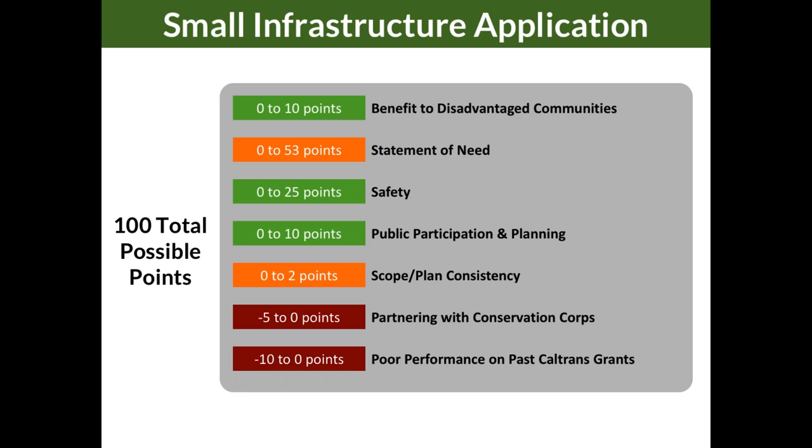Then public participation and planning. We see here, similar to before, who was part of the process? What do you intend for people being involved now and afterwards? How will they continue to be engaged? And lastly, part of this is scope and plan consistency. Often we see that applicants describe one scenario, but they're not consistently showing how they're going to address it. This is just 2 points, not very many, but still enough to check off your box to make sure that things are consistent across the board.